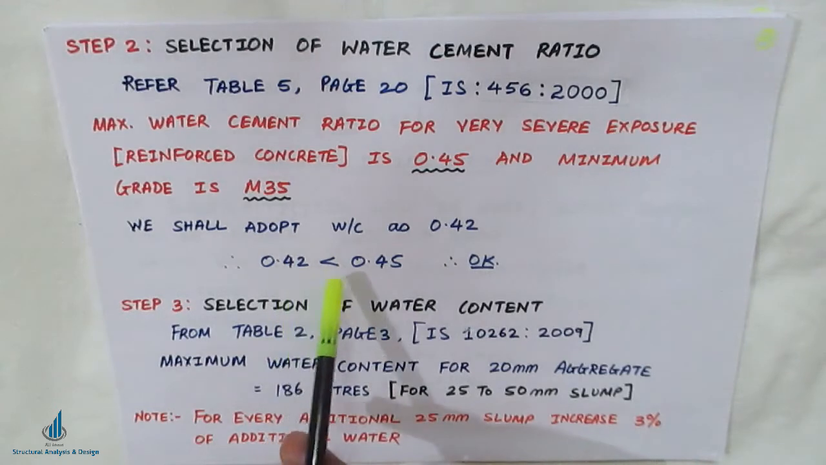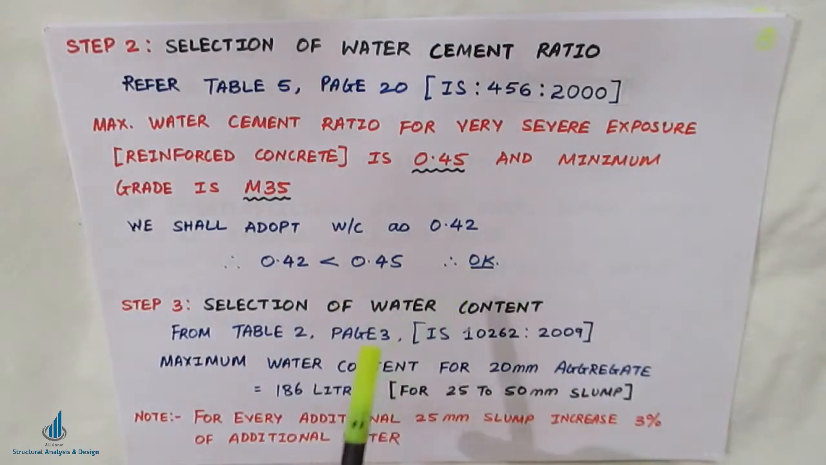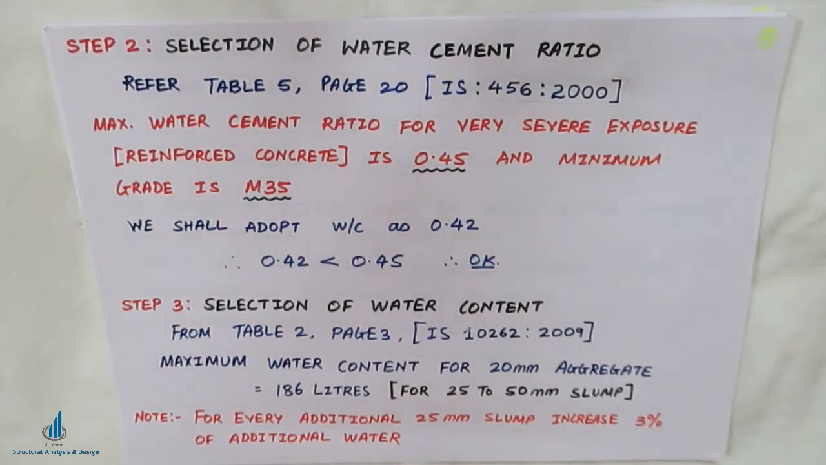Therefore 0.42 is less than 0.45, therefore okay, and we can proceed in the mix design. So the next step is selection of water content. For this you have to refer to Table 2, page number 3, from IS 10262:2009. The maximum water content for 20 mm aggregate is 186 liters.